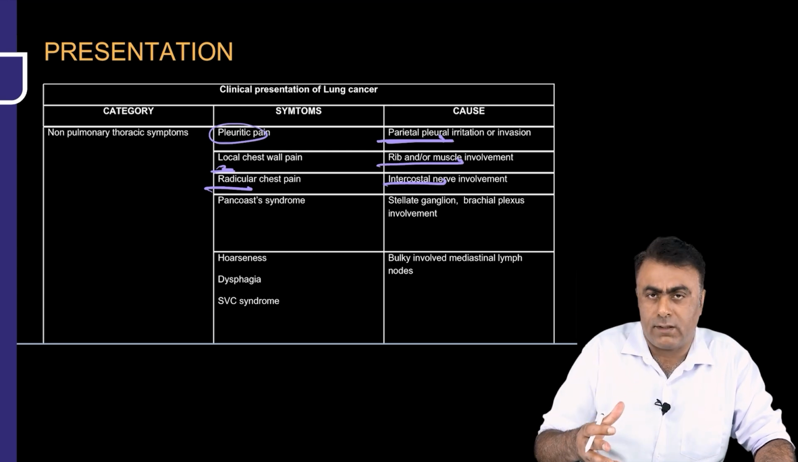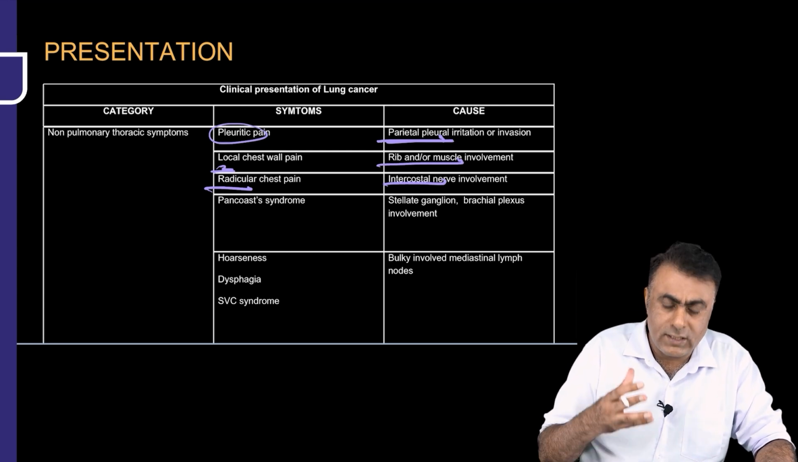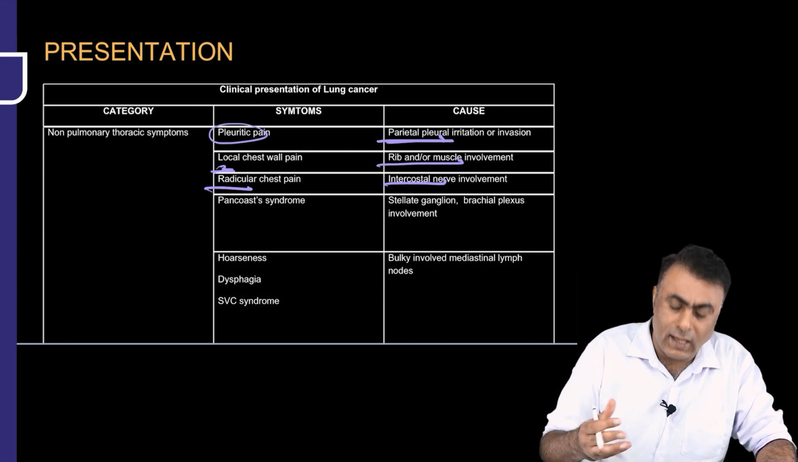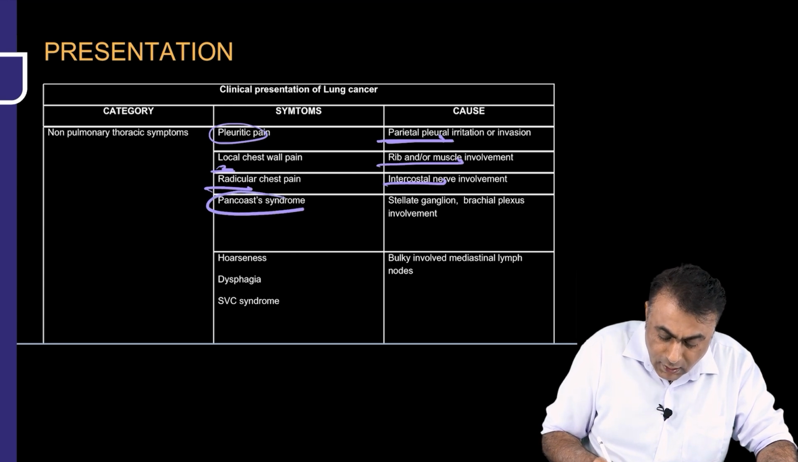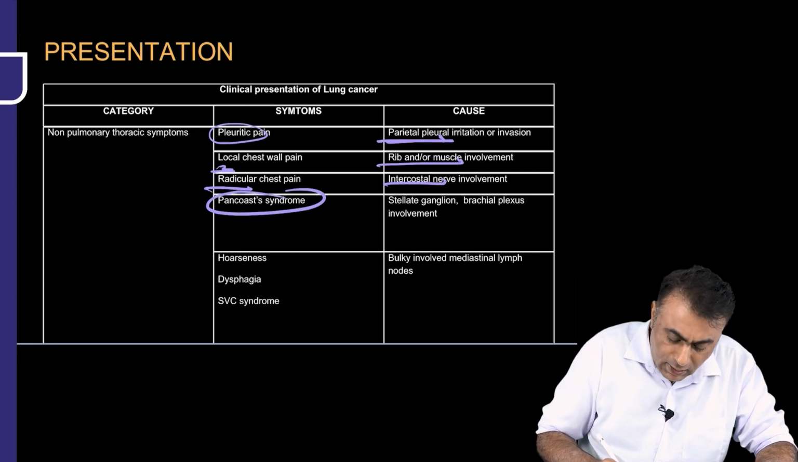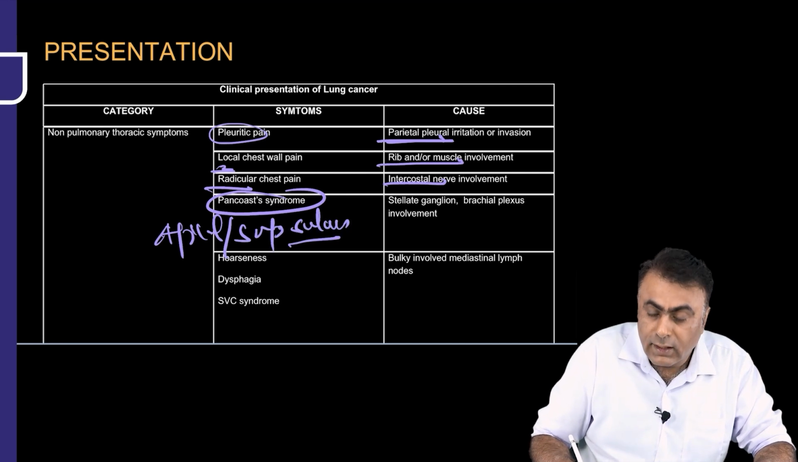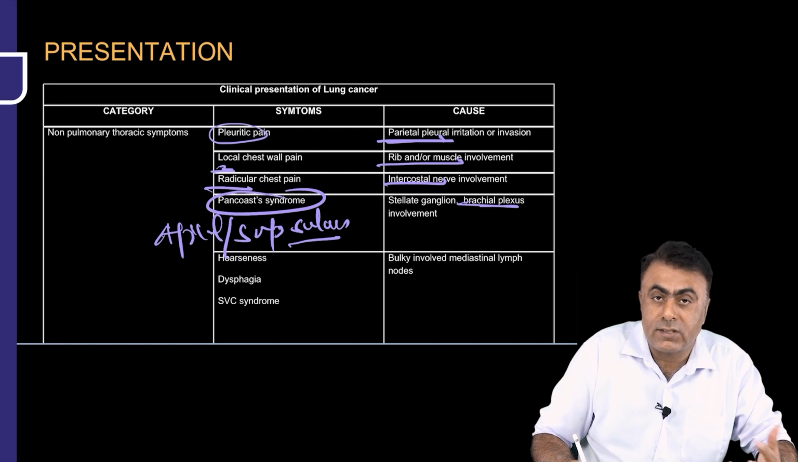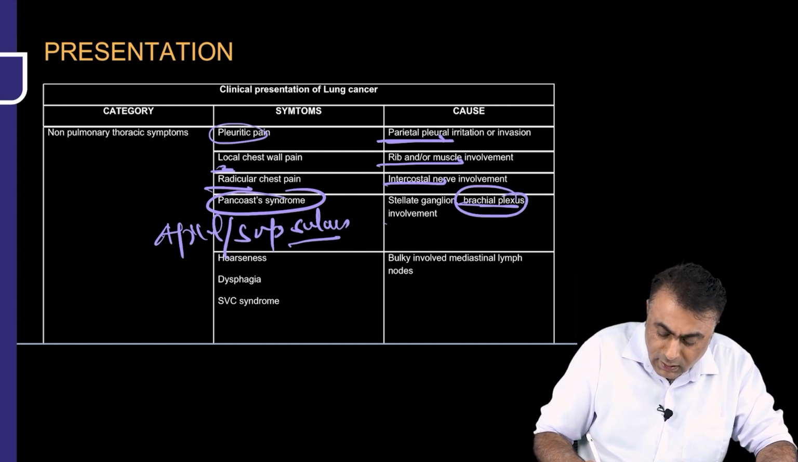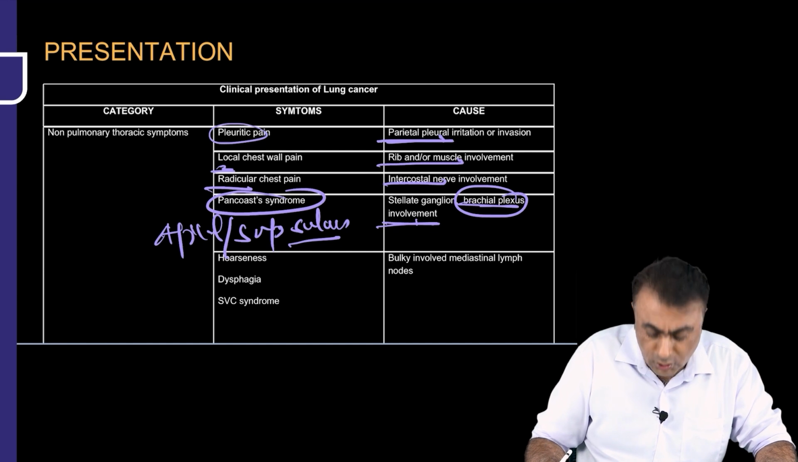Then a very important syndrome which occurs in lung cancers can be Pancoast syndrome. Pancoast syndrome is mainly seen in apical tumors or tumors arising from the superior sulcus, and it occurs because of involvement of the brachial plexus or the sympathetic chain. So because of involvement of the sympathetic chain, the stellate ganglion, and brachial plexus involvement, that can lead to a Pancoast tumor.